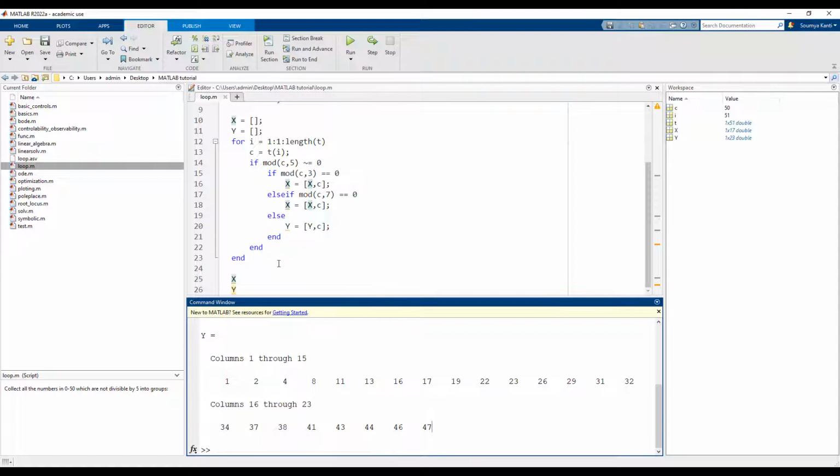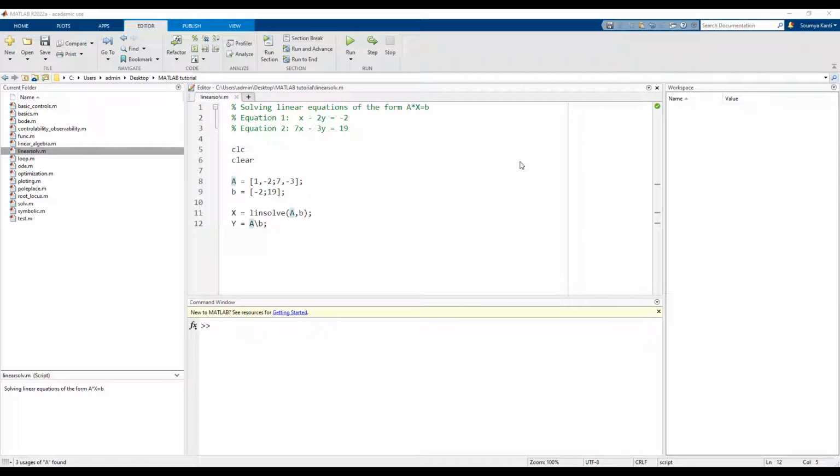So this was a quick example on how to use loops in MATLAB. There are other different types of loops also present, like while, and various other ones. You can also look into them.